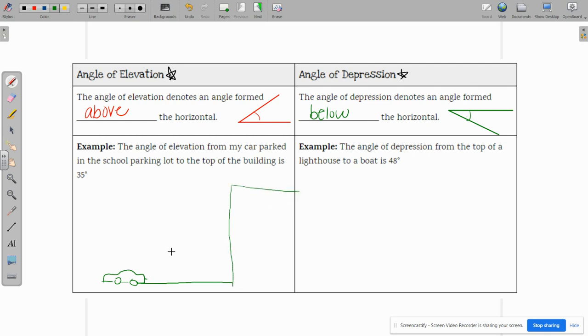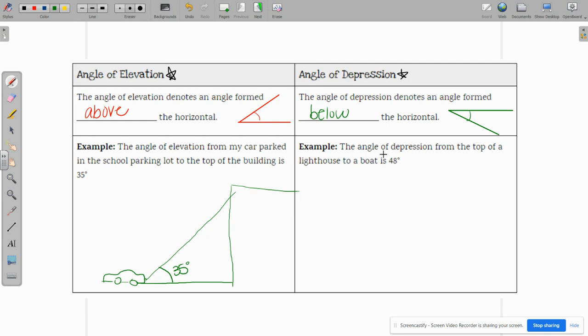My angle of elevation is from that horizontal up to the top of the building. Ooh, that is a rough line. I could make that a little bit straighter maybe. So up to the top of the building. This is the angle of elevation right here. It has the horizontal line as one of its sides, and then the angle is above it. So this angle right here, they're saying is 35 degrees.